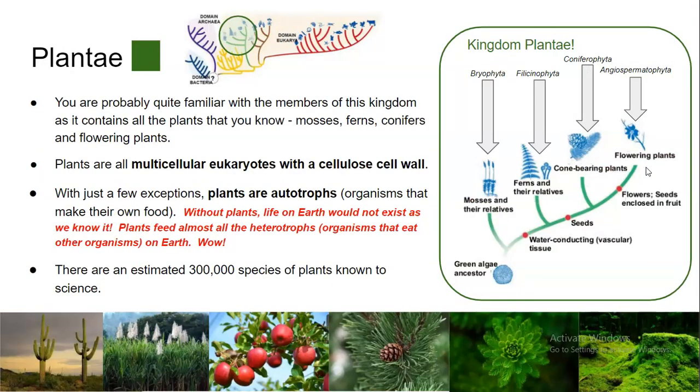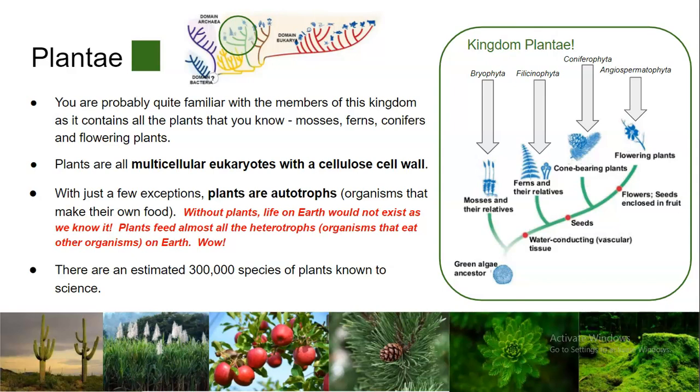All right, under domain eukarya, our second kingdom is the plant kingdom, Plantae. You're probably quite familiar with the members of this kingdom. It contains all the plants you know, mosses, ferns, conifers, and flowering plants. To be a plant, you have to be a multicellular eukaryote, meaning that all plants are multicellular. You'll never find a unicellular plant. All plants have a nucleus within their cell. All plants also have a cell wall that's made of cellulose. With just a few exceptions, plants are autotrophs, meaning they make their own food.